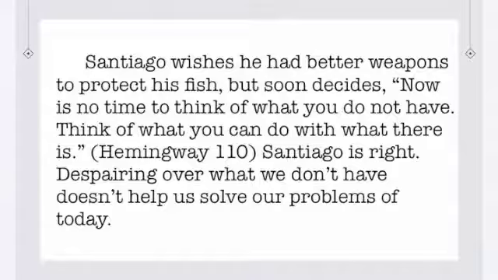Santiago wishes he had better weapons to protect his fish, but soon decides, "Now is no time to think of what you do not have. Think of what you can do with what there is." That is a quotation from The Old Man and the Sea. The author's name is Hemingway, and this is on page 110. Santiago is right. Despairing over what we don't have doesn't help us solve our problems of today.